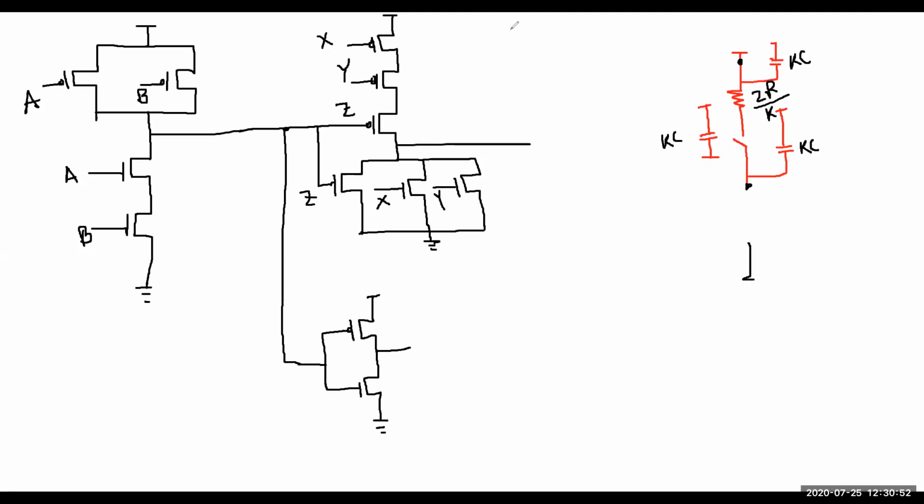For NMOS, they will be the same. Okay, use the red color. They will be the same, but all the capacitors will go to the ground. Previously, all of them went to the VDD. All of them went to the VDD, right? Now, all of them will go to the ground.